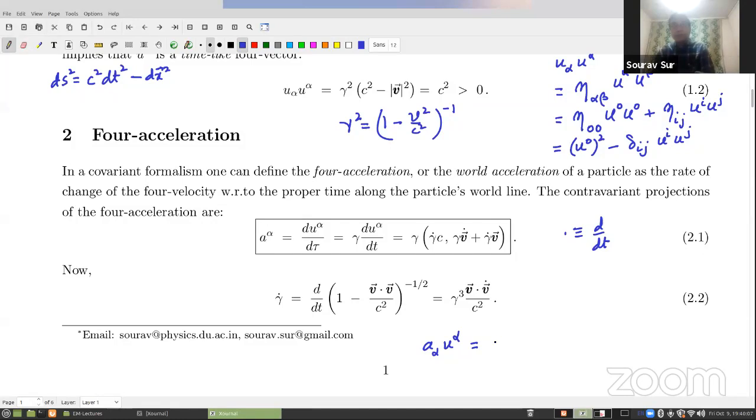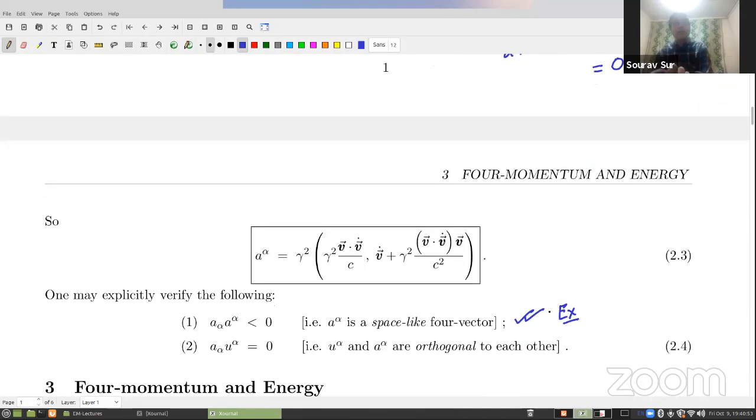You just use A alpha is d U alpha d tau. And you have this dotted with U alpha. So this you can write as half d d tau of U alpha U alpha. And U alpha U alpha is constant. So d d tau of that constant is 0. And therefore this is 0. So this you can work out simply.